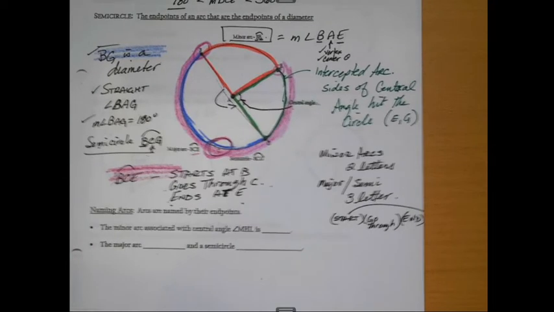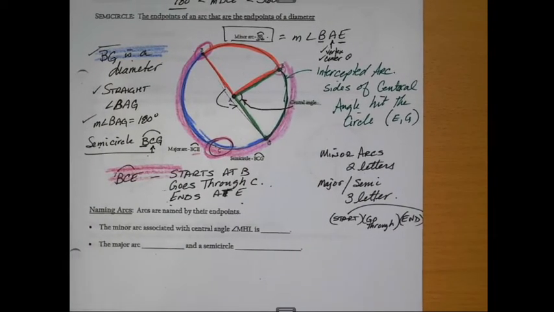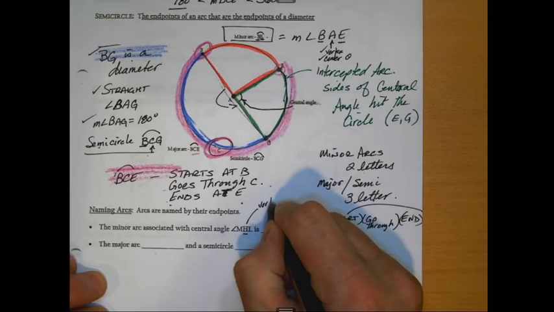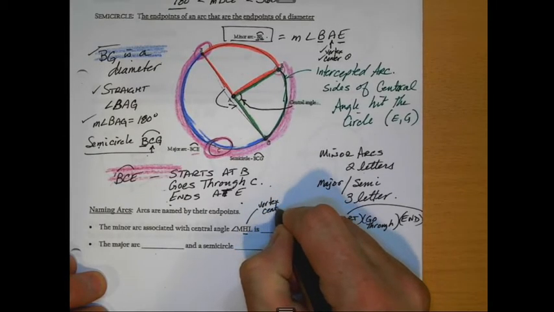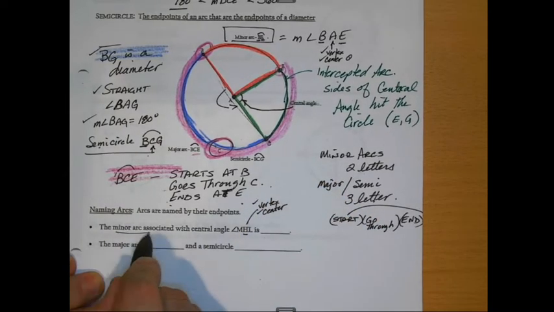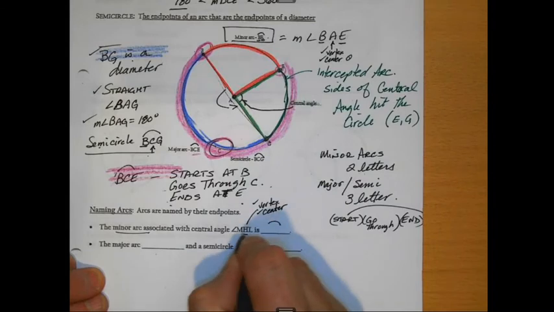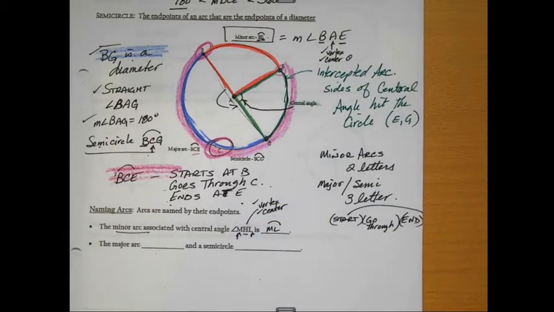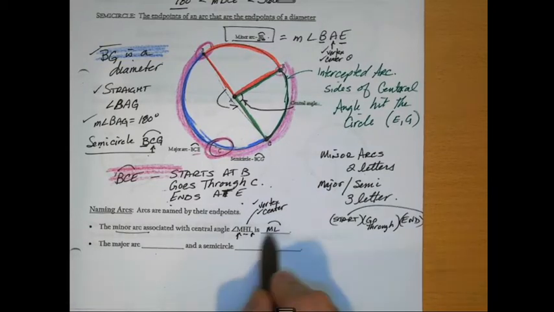So the minor arc associated with central angle MHL. H is your center of the circle, so H is your vertex and your center. Therefore, the minor arc that is associated, we put the arc sign and go from M to L. We do not need a point to go through because it is a minor arc, less than 180 degrees. The major arc would need another point that goes through it.